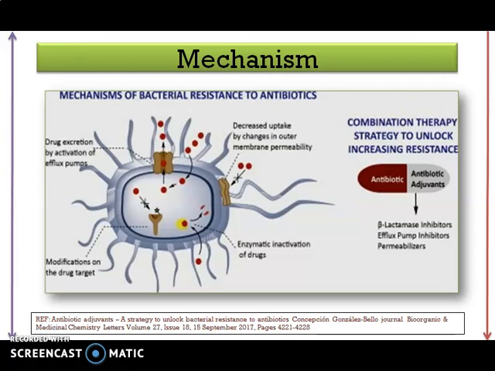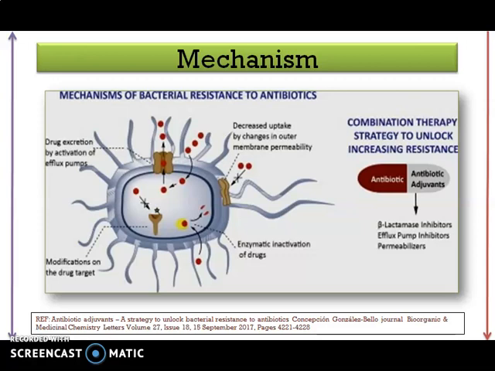Second, decreased uptake due to changes in outer cellular permeability. Third, enzymatic inactivation is a case. Fourth, modification of the drug target. This antibiotic won't achieve its target, won't follow its proper excretion from its pumping mechanism, or uptake through the cell membrane, or there is alteration, or enzymatic inactivation. So these are some of the biochemical mechanisms of drug-resistant antibiotics, especially chemotherapy.